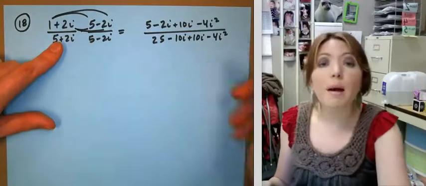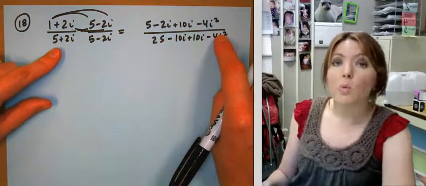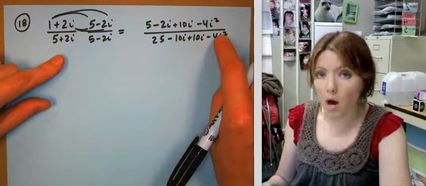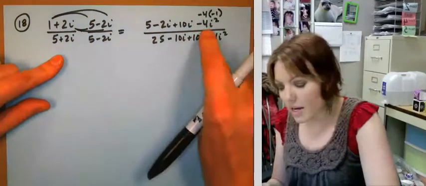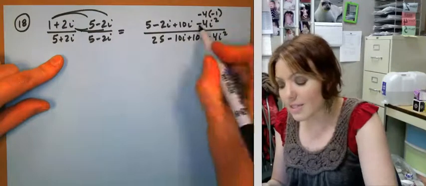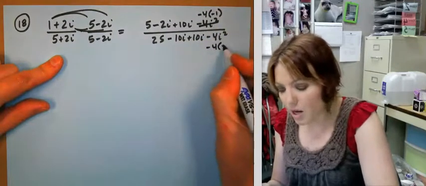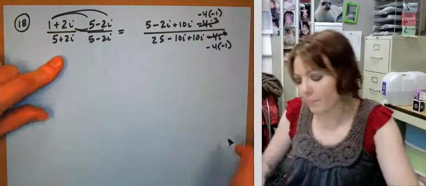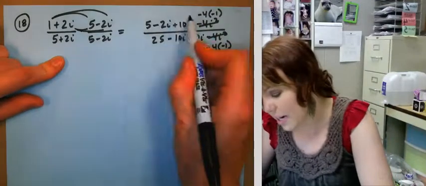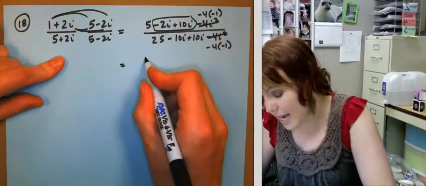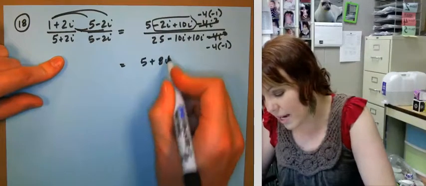Now remember that i squared represents -1. So what we can do is change these terms to be -4 times -1, because again i squared is -1, on both the top and the bottom. All right, so then we want to go through and combine like terms. So we have -2i plus 10i on the top. That is 8i, so we have 5 plus 8i on the top.